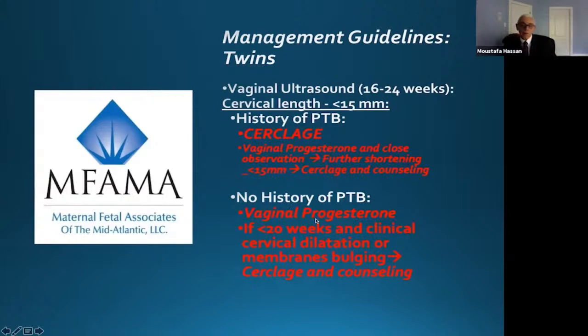No history of preterm birth, which is usually your more likely scenario, especially if you are following a patient who had an IVF. Literature so far tells you to put vaginal progesterone. For me, personally, if this is a person who had an IVF, I would put the cerclage. But you don't have to listen to me personally. If less than 20 weeks and there is clinical dilatation, then in this case, you have to put the cerclage.